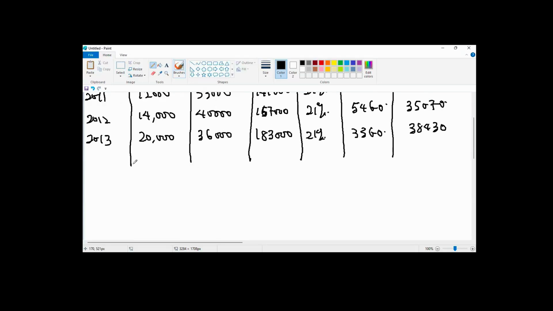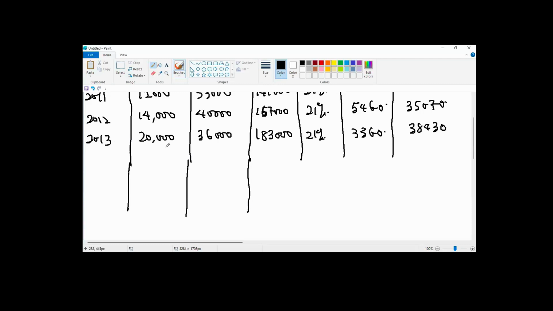Sorry, sir, how did you get it? I think you did 38,430 before that 3,360. Can you come back again? 21% of 183,000 gives the deferred tax balance at the end of the year. I will multiply this one first. This minus this will give me the difference alone, which I interpret.